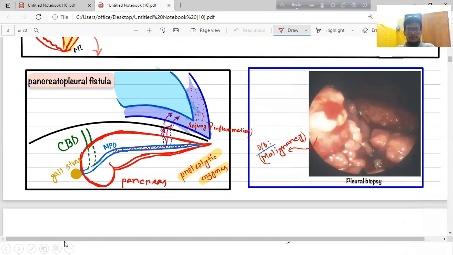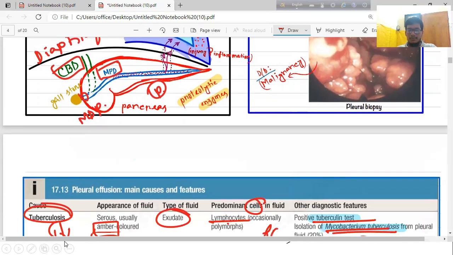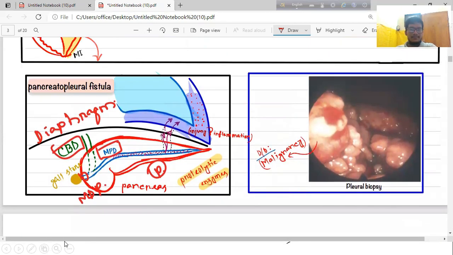Look at the diagram. The black one is the diaphragm. And this is the pancreas, and this is the main pancreatic duct. This is the common bile duct. These two ducts fuse in this position, and they open into the second part of the duodenum through, as all of you know, the major duodenal papilla. But suppose the patient is suffering from acute pancreatitis, due to gallstone obstruction of this main pancreatic duct.